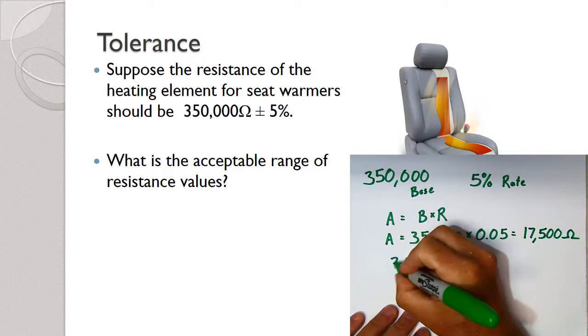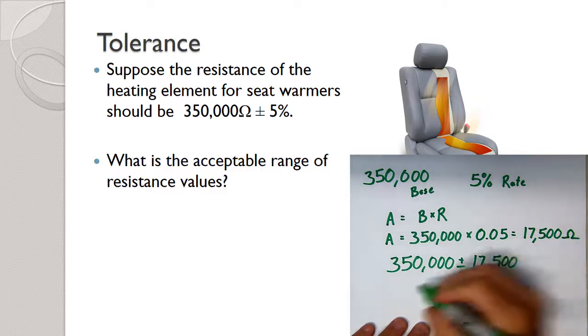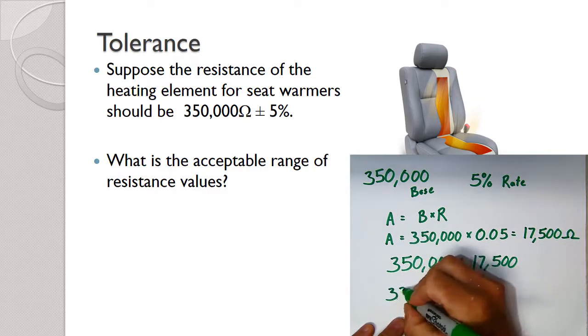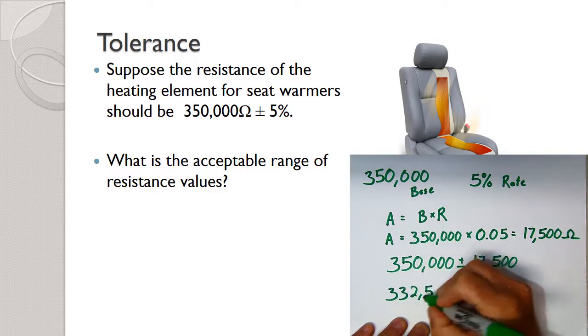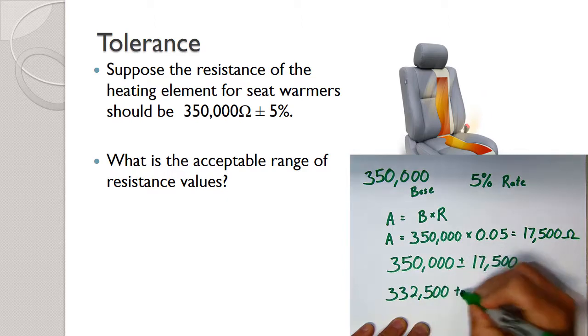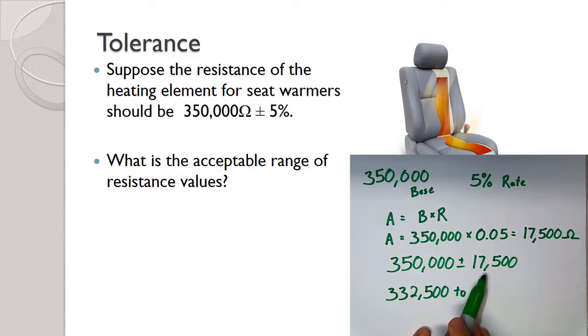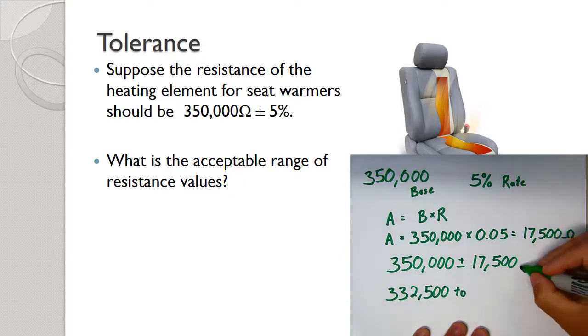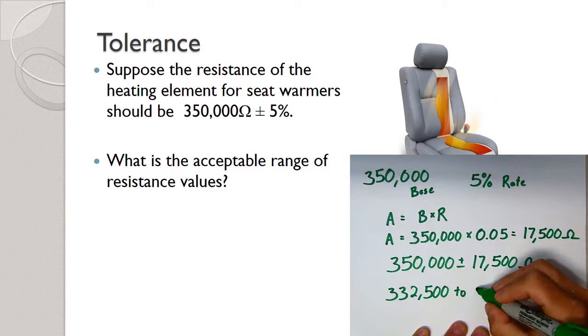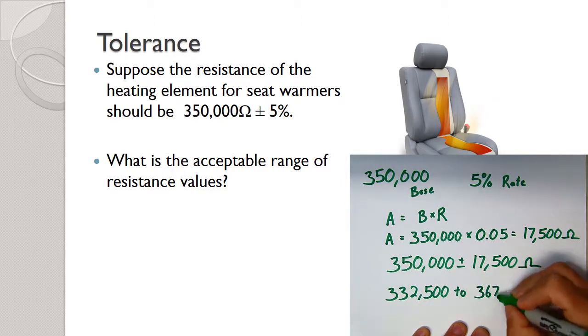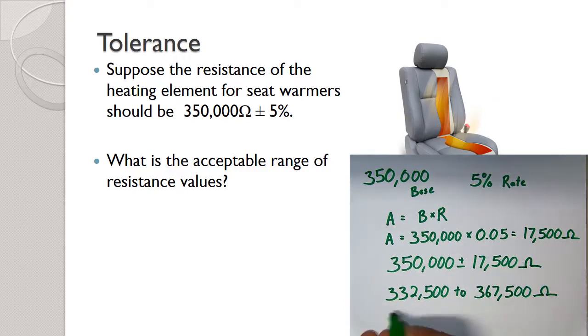So that means that our minimum value is going to be 332,500 ohms. That is to say, that's 17,500 below 350,000. And our maximum will be 350,000 plus 17,500. That's 367,500 ohms. That's the acceptable range of values.